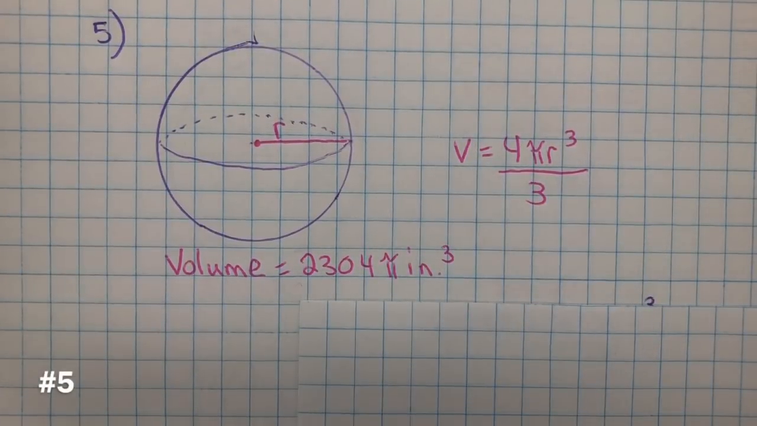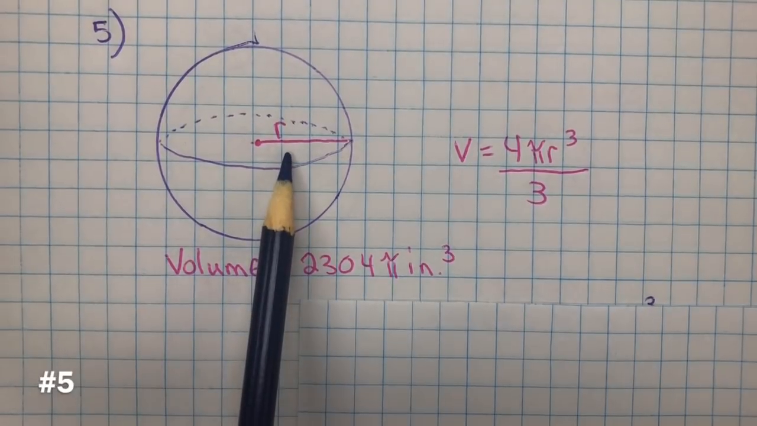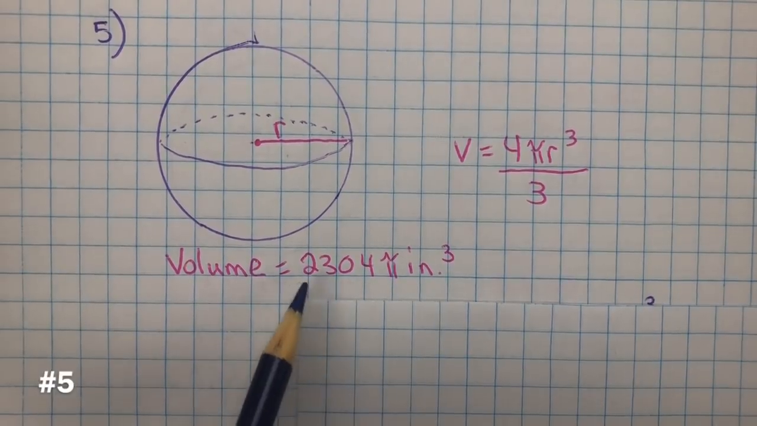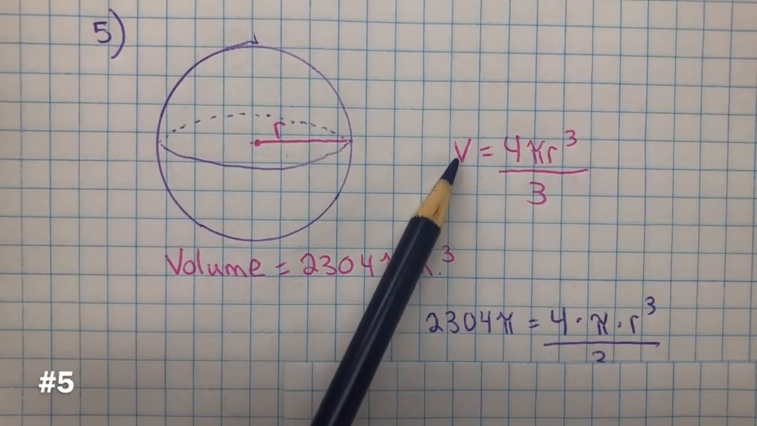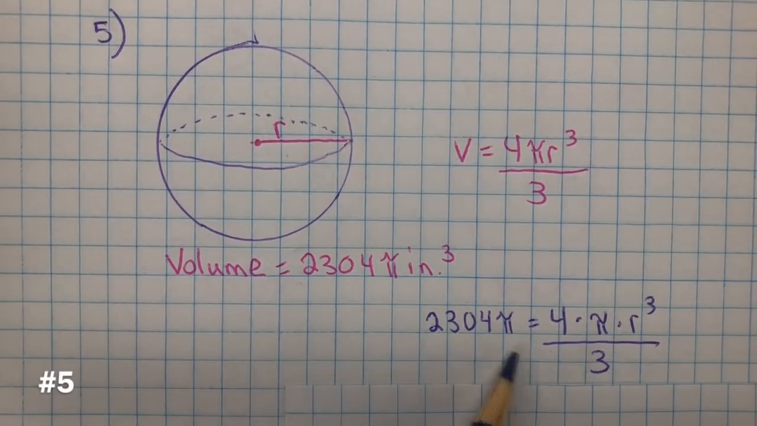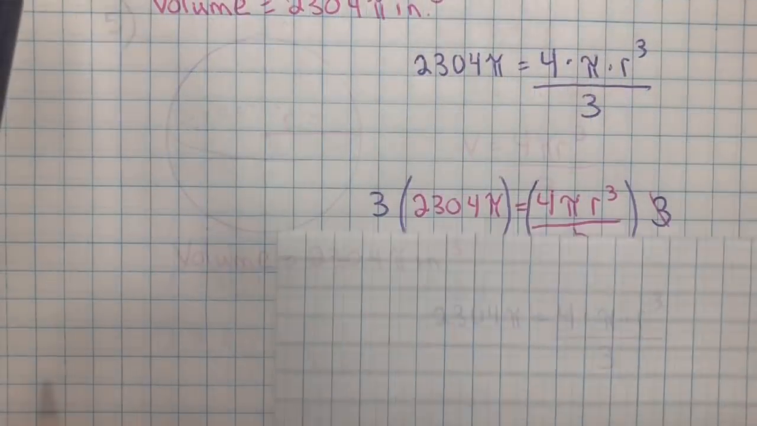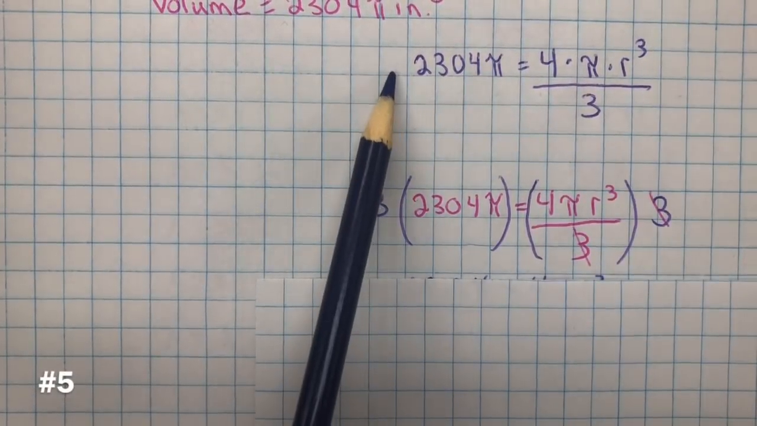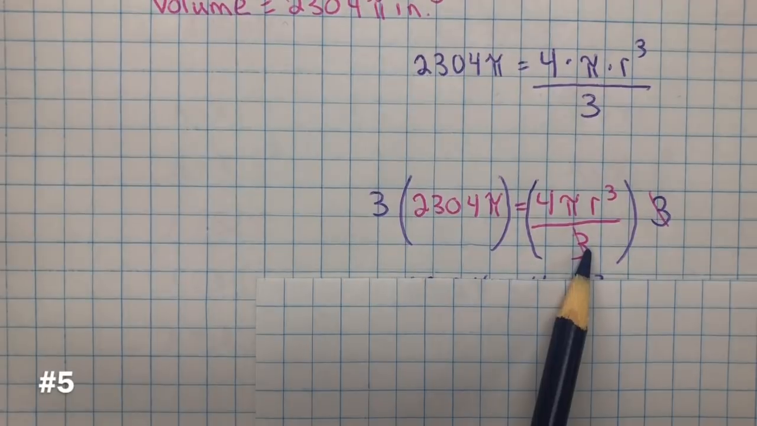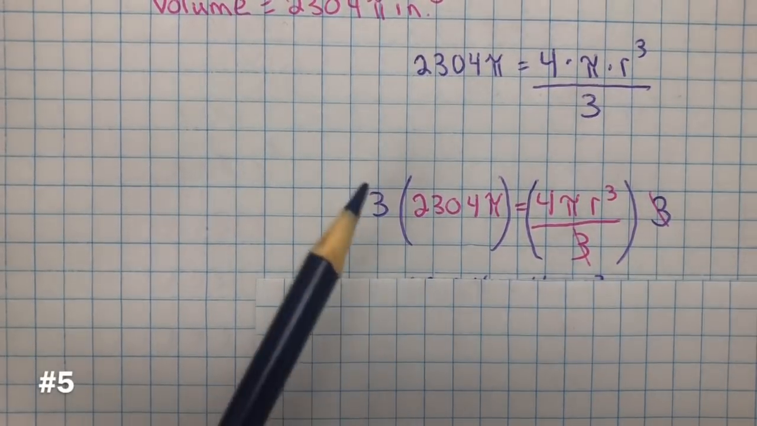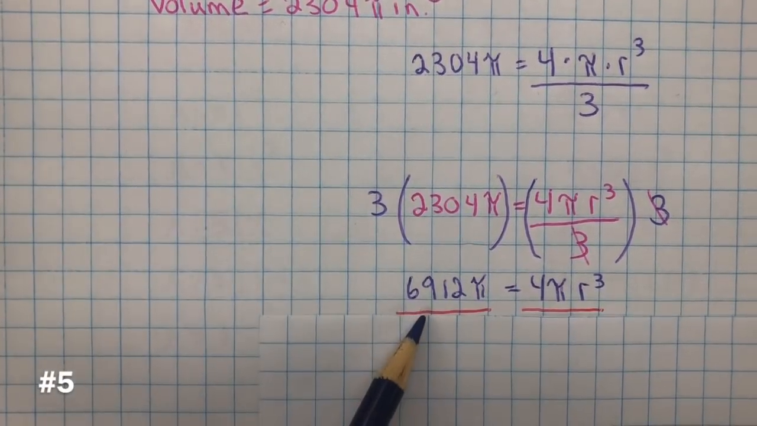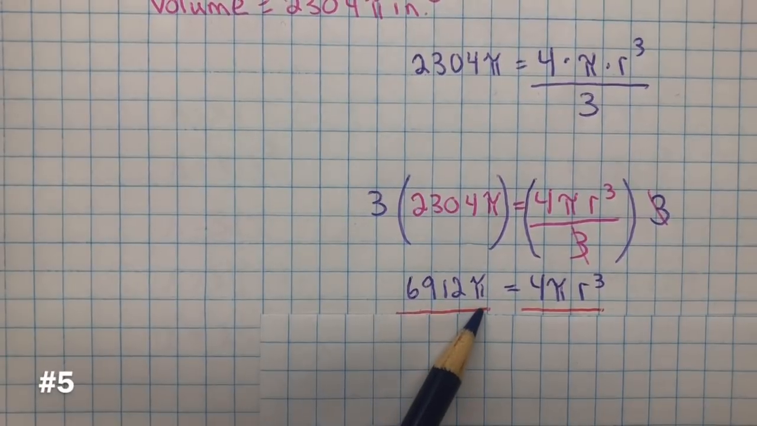For number 5, we're given the volume of the sphere, and we need to find the radius. So the volume equals 2,304 pi, so we substitute volume with 2,304 pi, and now we're going to solve for r. We're going to multiply each side by 3, because when we multiply the right side, it eliminates the denominator. 3 divided by 3 is 1. So we created the big 1. What you do to one side, you do to the other. So 3 multiplied by 2,304 pi equals 6,912 pi.